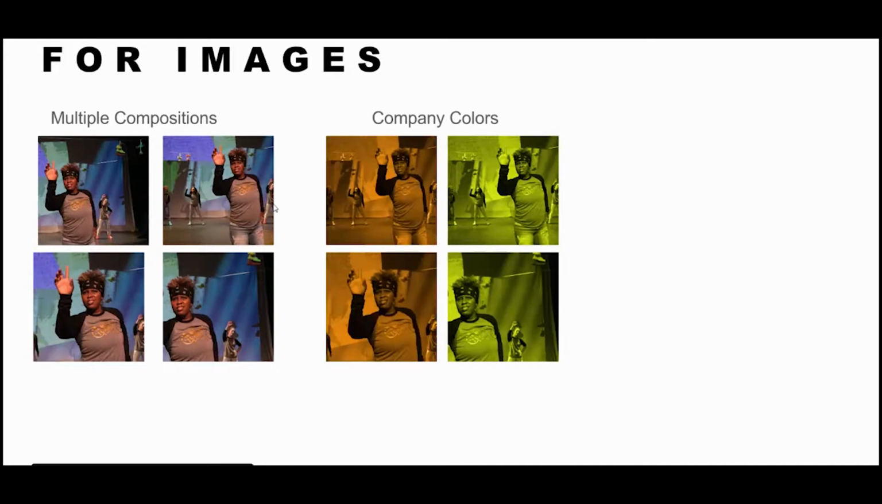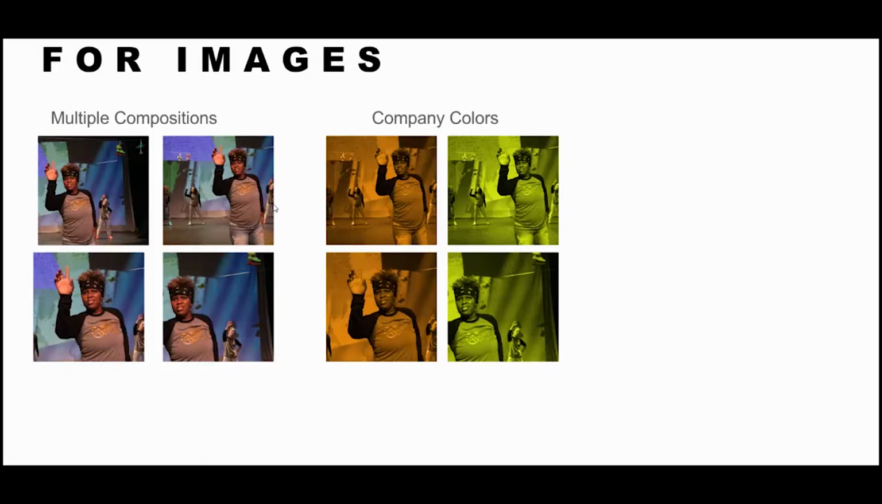So for the images, you go through 3 different phases. The first one is you create multiple compositions of that one image. As you can see, I'm slightly playing with the thirds here, coming in closer. The next one would be playing with the company colors. These are hideous company colors. It's not their colors, but this is just what Google Sheets gave me that popped out and didn't completely lose the person in the shot.